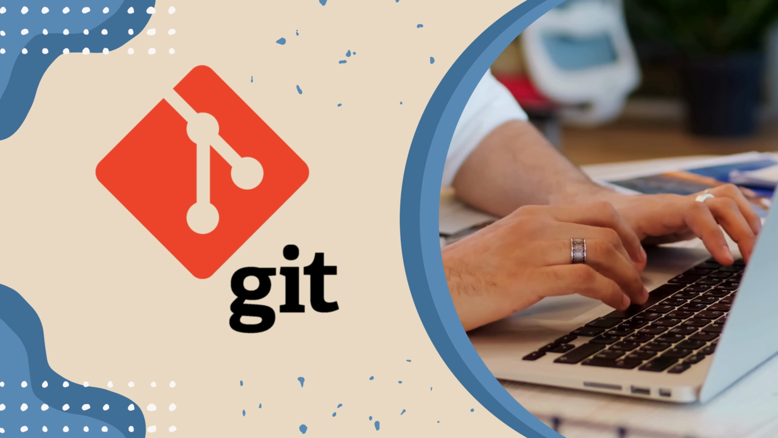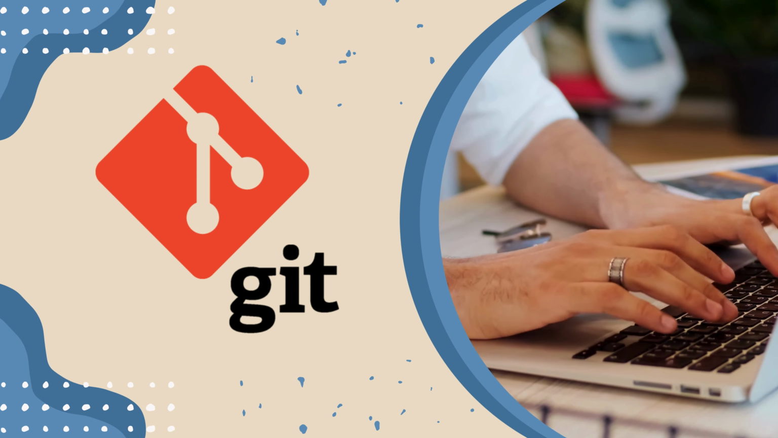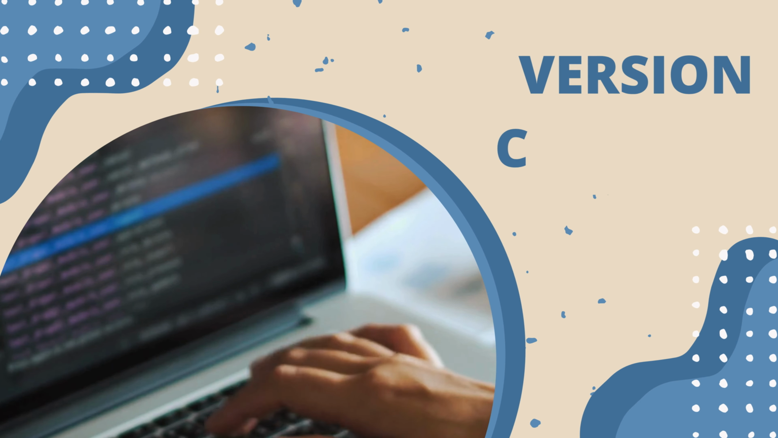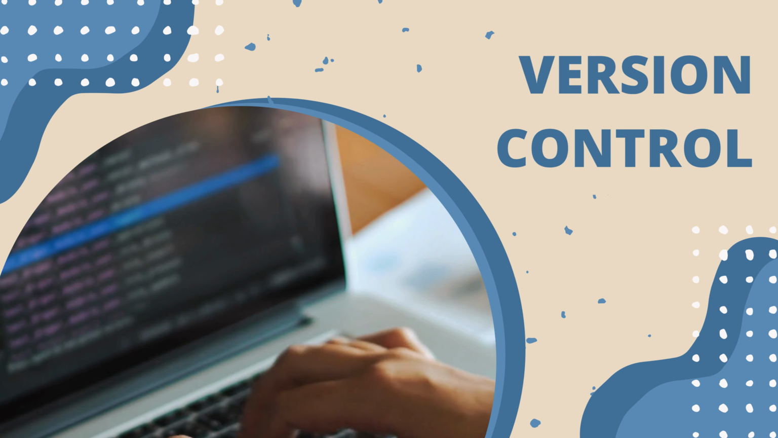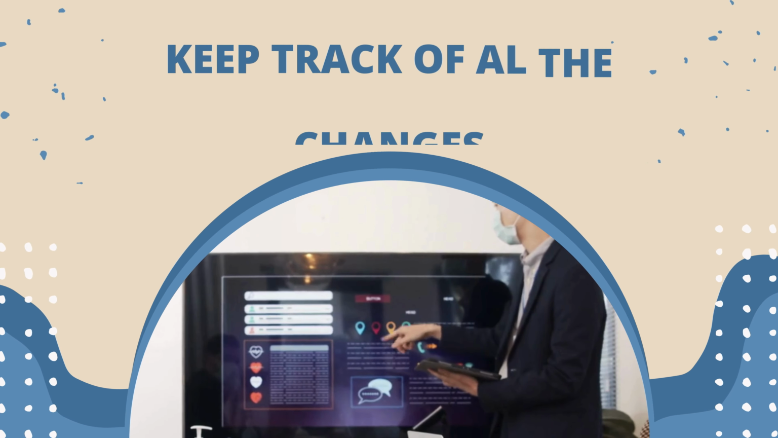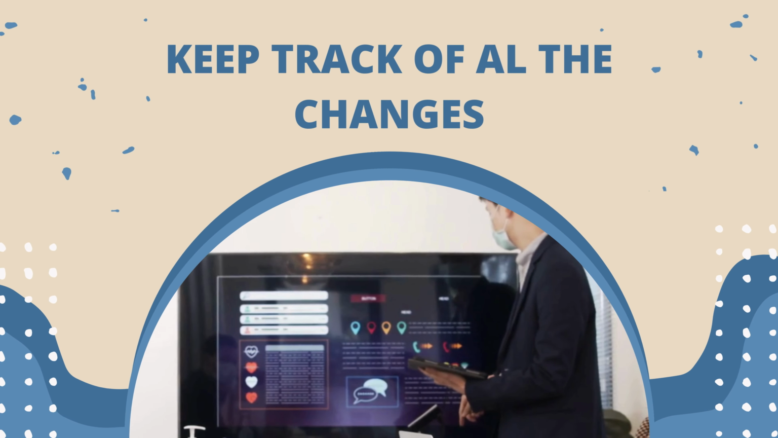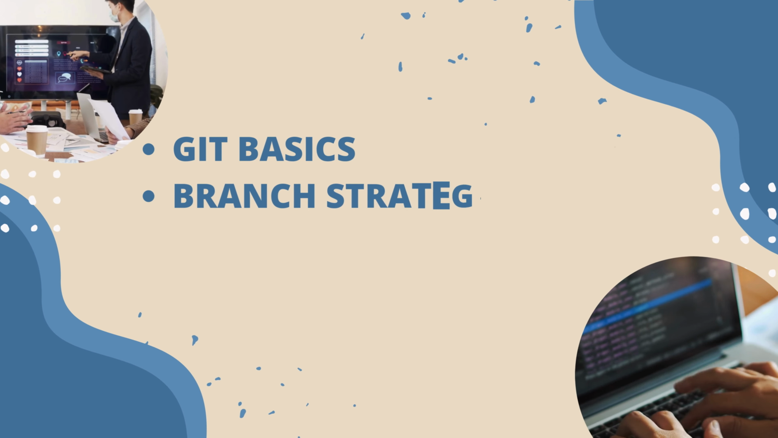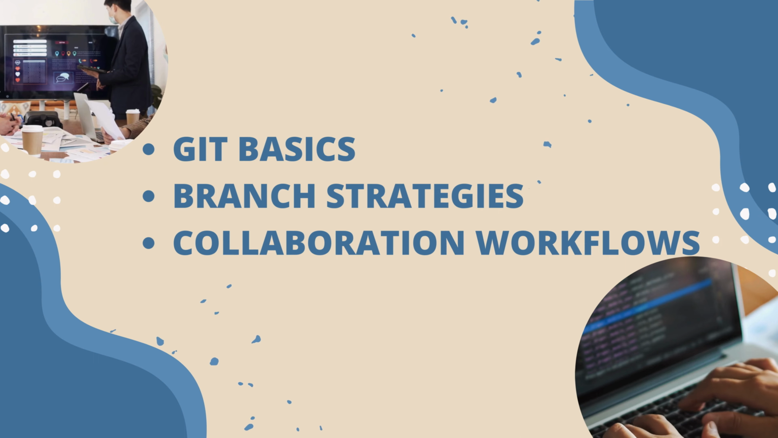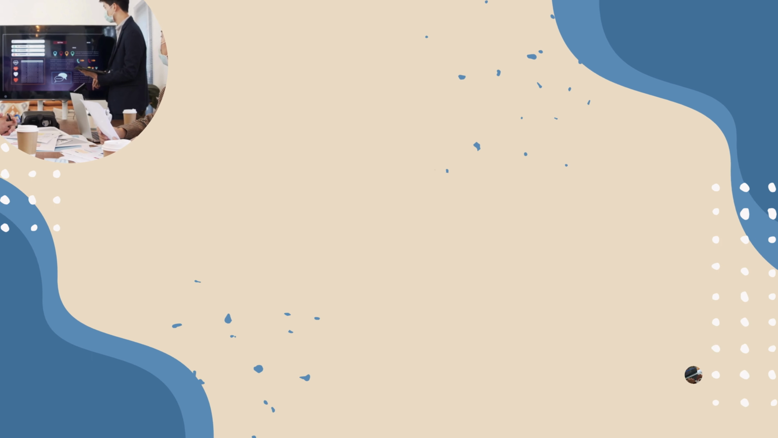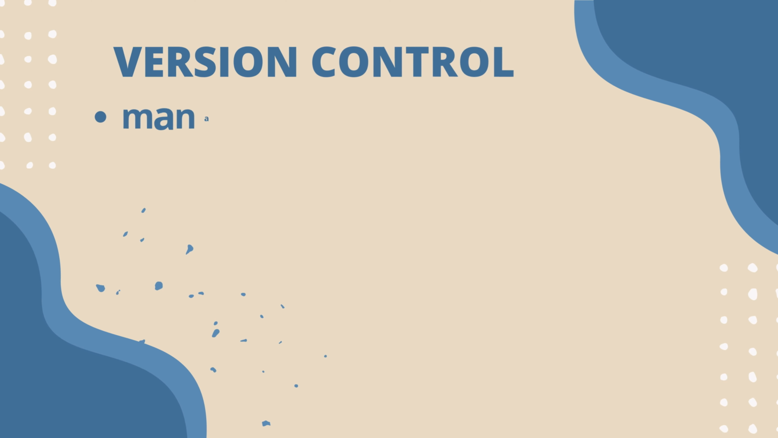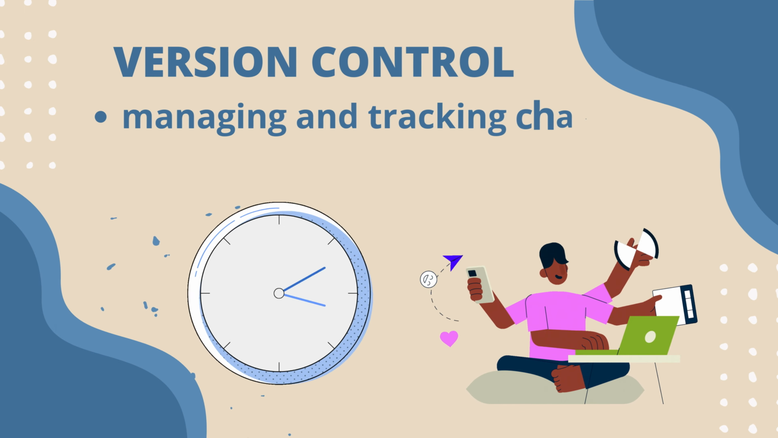In this video, we'll check out Git, the world's most popular version control system, and explore the broader world of version control. Version control is essential for developers, project managers, and anyone who wants to keep track of changes in a project. We'll cover the basics of Git, branching strategies, and collaboration workflows, plus take a quick look at some alternatives to Git.